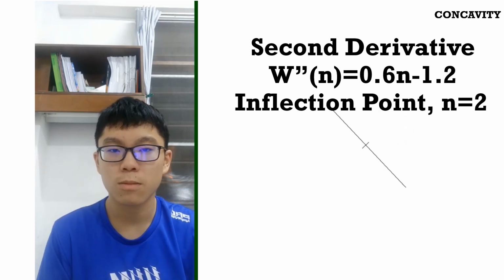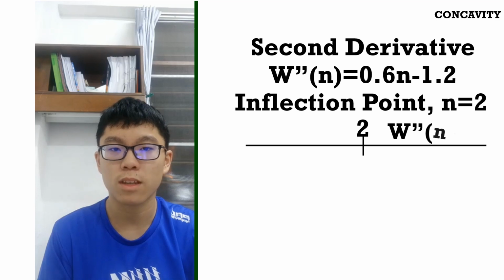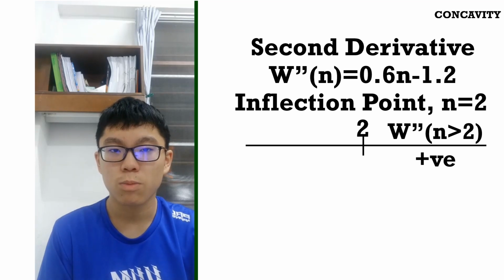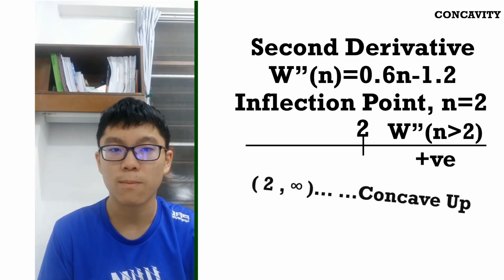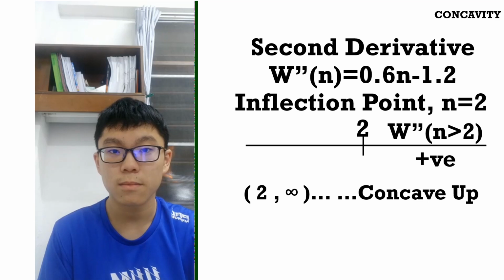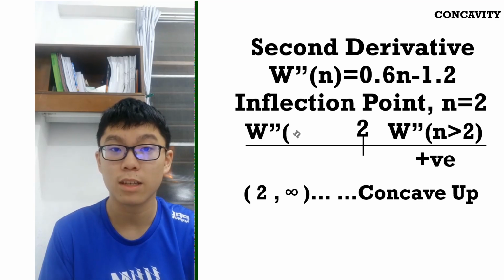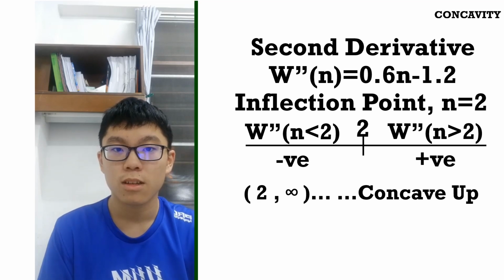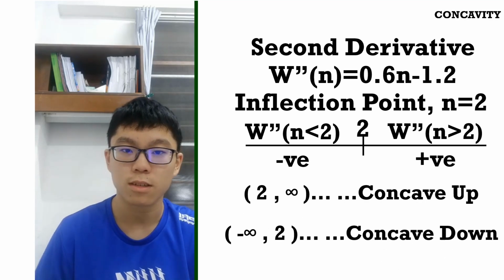For the interval between 2 to positive infinity, the function shows a positive value. The interval between 2 to positive infinity for the function is concave upwards. For the interval negative infinity to 2, the function shows a negative value. The interval between negative infinity to 2 for the function is concave downwards.